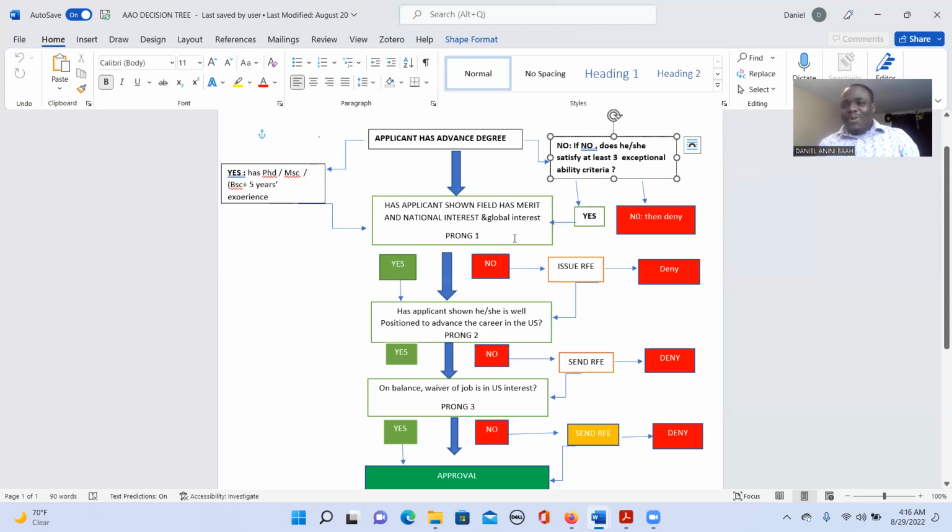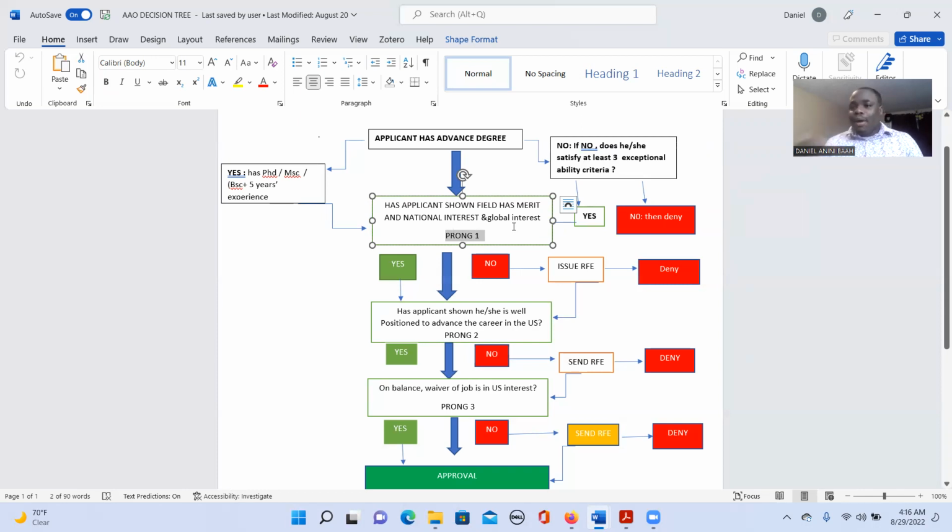Okay, so meeting the advanced degree requirement, that's why having a master's is not enough to get you approved. You have to show or satisfy some prongs. We call it the 3-prong test. And the first prong, if you can see it here, is that the applicant's proposed endeavor has merit and national interest.